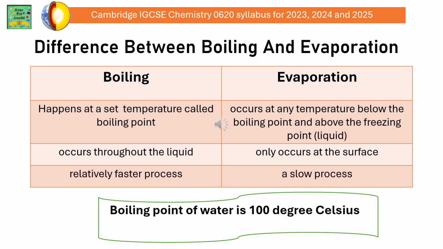Difference between boiling and evaporation. Boiling happens at a set temperature called boiling point. Evaporation occurs at any temperature below the boiling point and above the freezing point. Boiling occurs throughout the liquid, while evaporation occurs only at the surface. Boiling is a relatively faster process, while evaporation is a very slow process. The boiling point of water is 100 degrees Celsius.